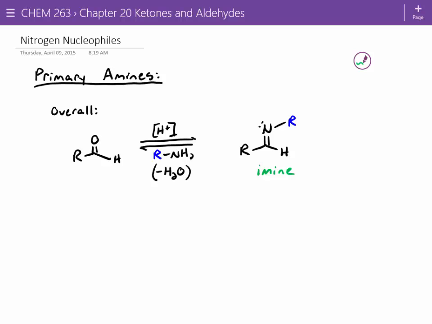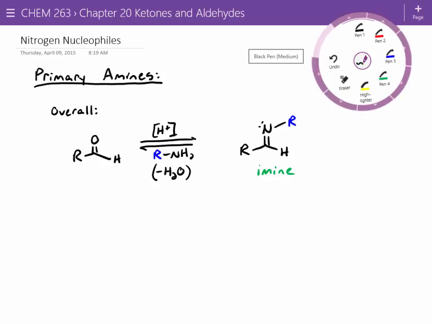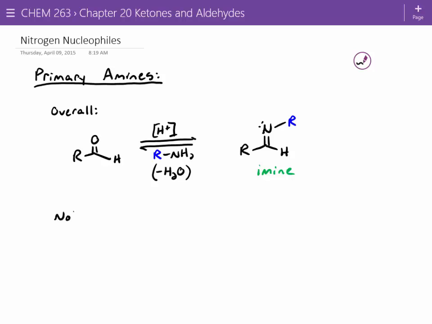And the mechanism is pretty similar to what we've seen, but I also wanted to bring up an important note. This was something that somebody was asking me in the hallway too. And it was about pH. And pH is very, very important for a lot of these reactions. If we have this too acidic, what will happen?